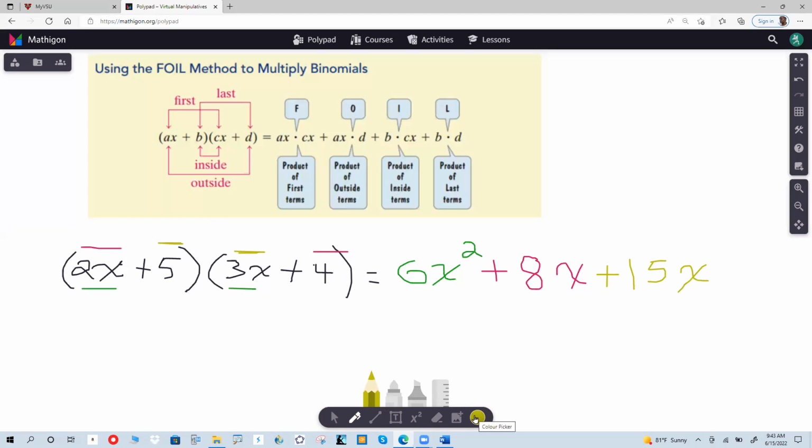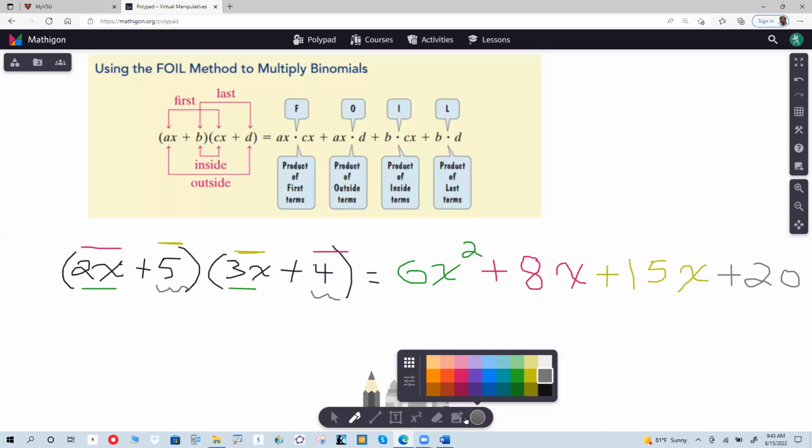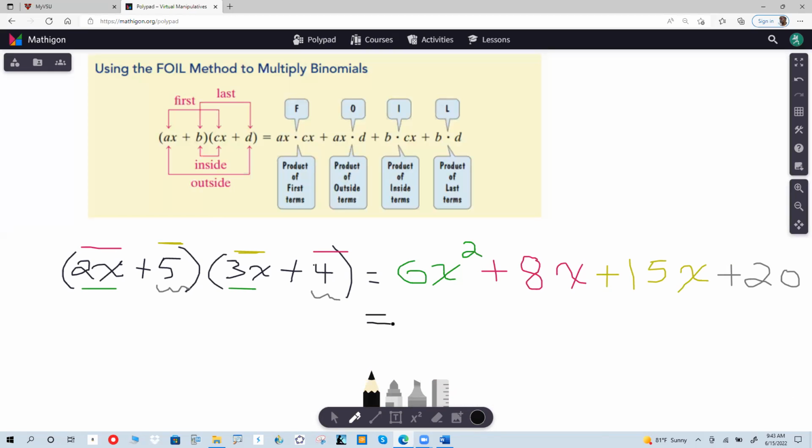And then the last terms, what color do I choose? Gray. The last terms are these: 4 times 5 is 20. Now, when you have like terms, and you will, you want to add them. So this is 6x squared plus 8 plus 5 is 23x, and leave 20 alone. That's basically it.